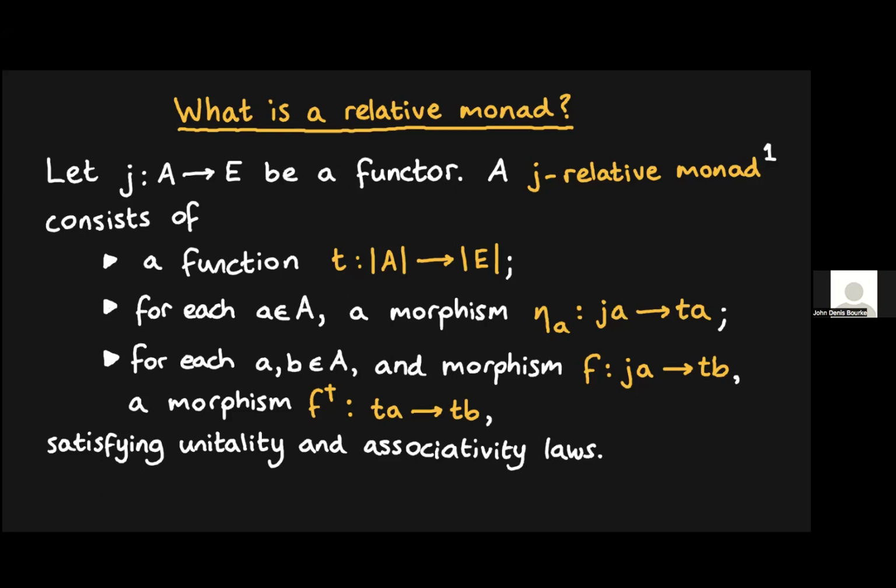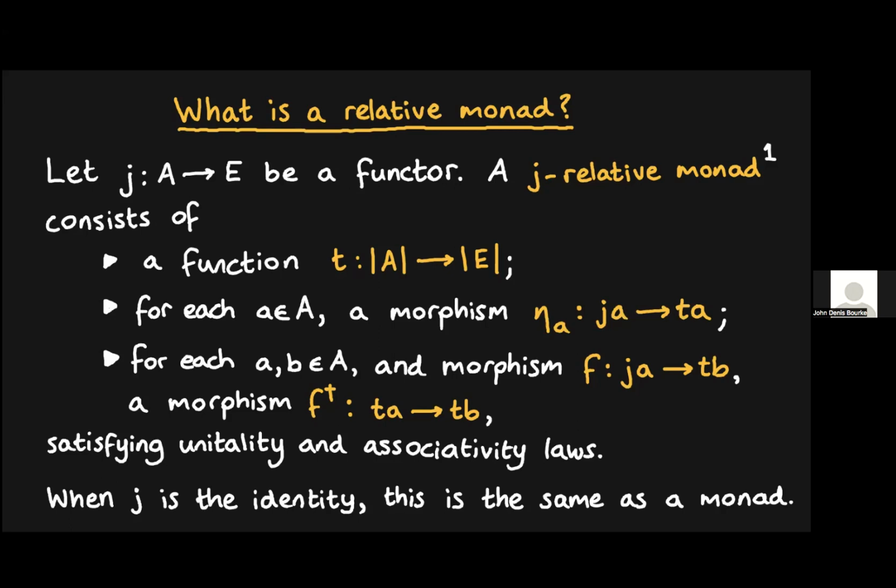We're going to define a relative monad like this, but I'm not going to go into the details of what the definition is because it's not actually important for this talk. What really suffices is to know that when we take J to be the identity functor, this definition, which looks a bit unfamiliar, turns out to be the same as a monad. For this talk, it just suffices to think of a relative monad as a skewed version of a monad, where the underlying functor is not necessarily an endofunctor.